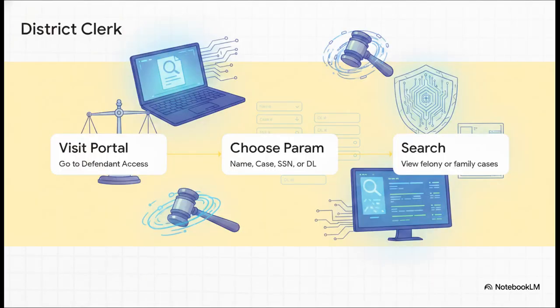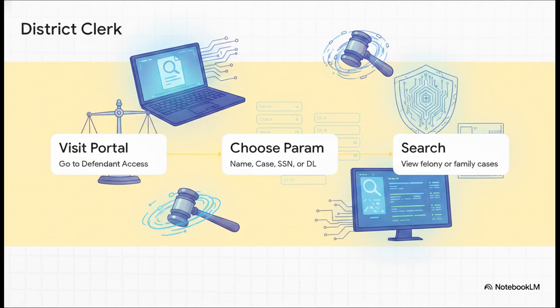But what if you need to look up a felony, a divorce, custody, or a major civil lawsuit? Well, you need the Texas District Clerk's system. And honestly, this one is way easier because it's entirely ungated. No login required whatsoever. You just head to the District Clerk Defendant Access portal. And hey, don't let the name Defendant Access fool you. It is definitely for civil cases too. You just choose how you want to search, by name, case number, social security number, or driver's license. Click search, and any active cases will populate right on your screen.